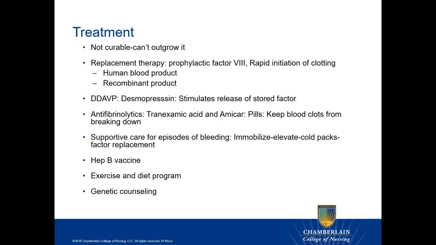Abnormally, unusually bleeding. Again, it is not curable. It is not going to be outgrown. There is replacement therapy, which is factor 8 if they have a factor 8 deficiency, factor 9 if they have a factor 9 deficiency. And it is the only thing that really will prevent this clotting. We have to replace the factor. It will cause rapid initiation of clotting. There's human product and there's recombinant product now. Both are still given. DDAVP can stimulate stored factor release.